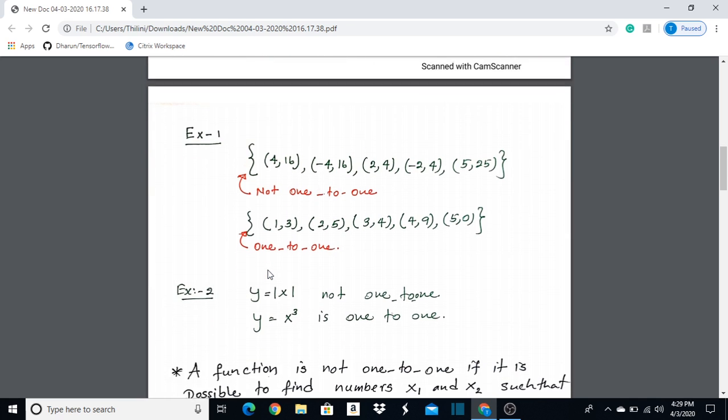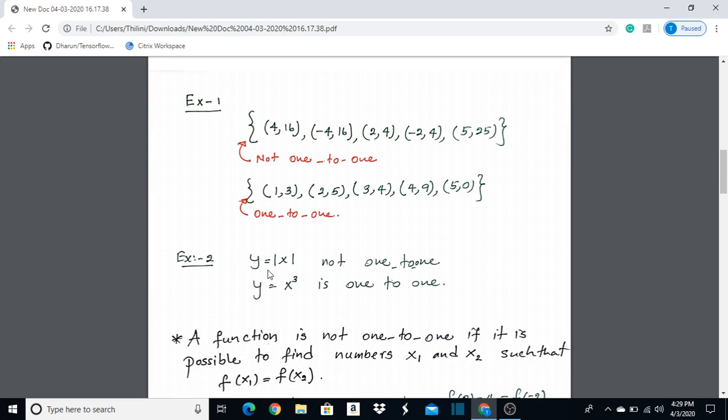But how do we identify with given functions like this? We know that the absolute value function is not one-to-one. It's easy to see that because whether the input is negative or positive doesn't matter, it always gives us the same value. If you plug in negative 1, you get positive 1. Positive 1, again you get positive 1. So it is very clear that this function is not one-to-one.